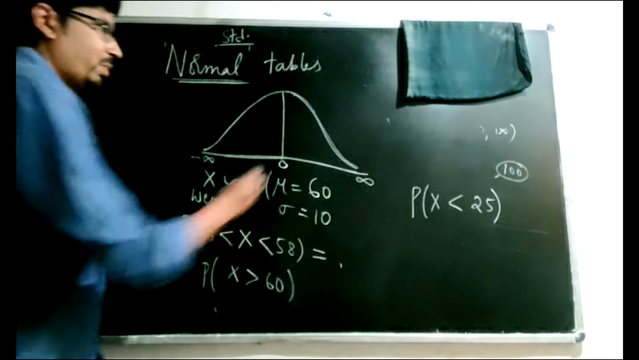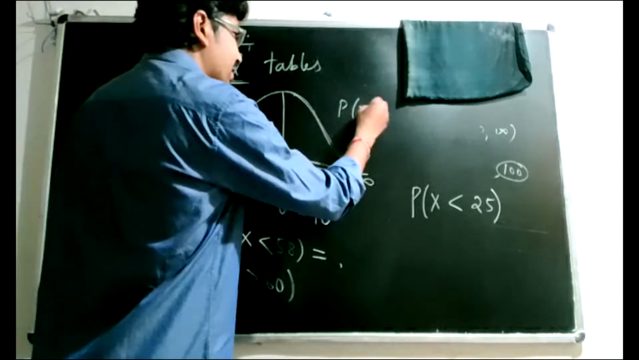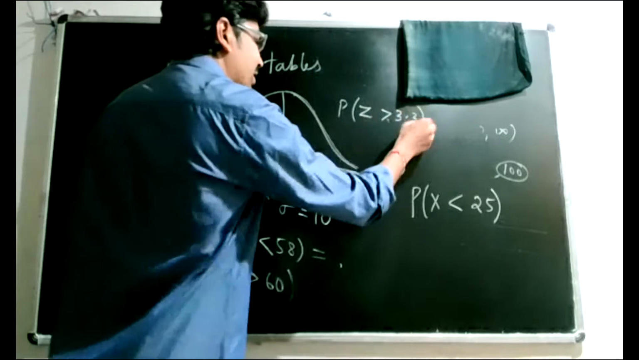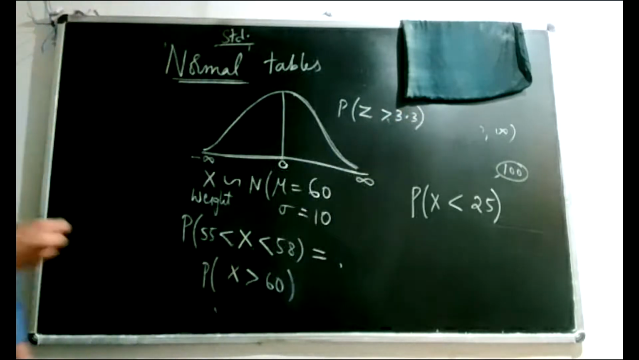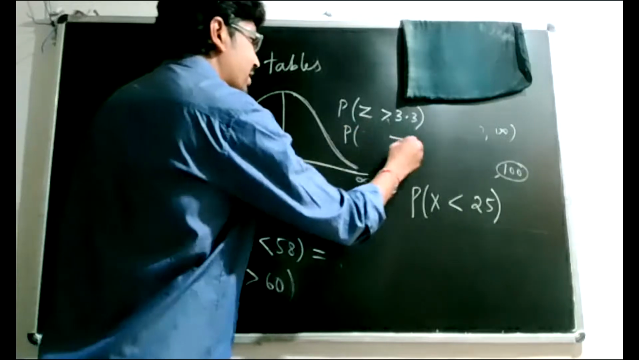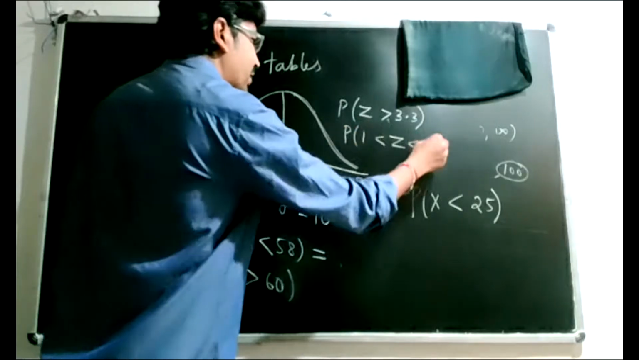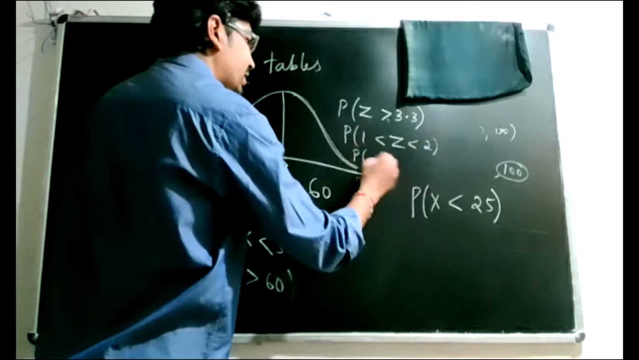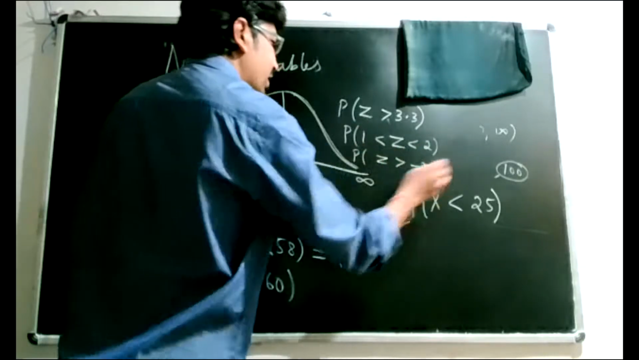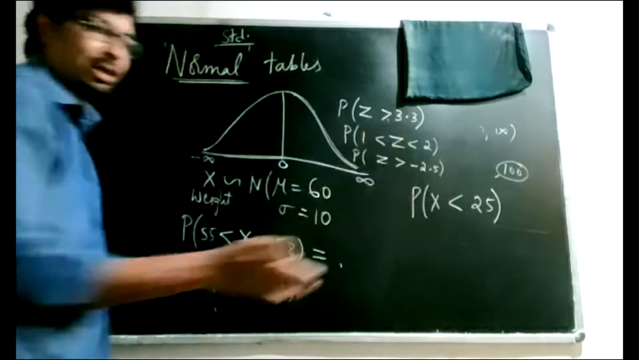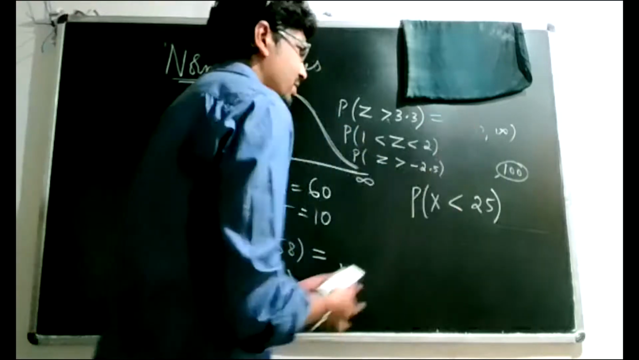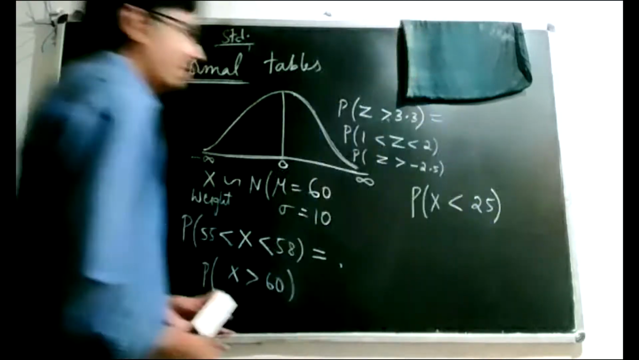Now, if you want a particular probability in z, say what is the probability that my z takes a value greater than 3.3, what is the probability that z is in between 1 and 2, what is the probability that my z is above minus 2.5? This could be easily obtained by the table, and let me show how this works with respect to the curve as well as the table.